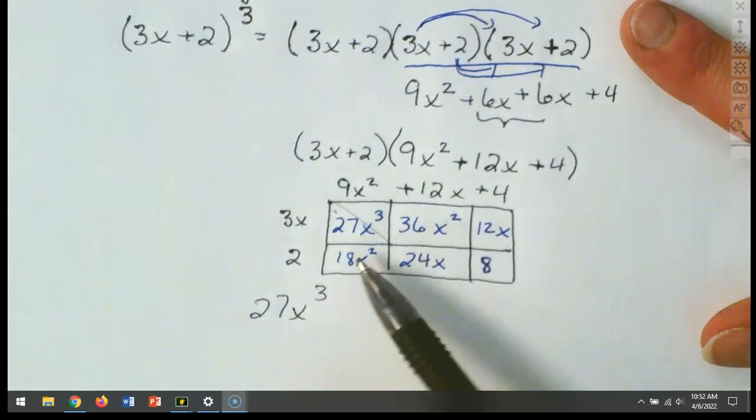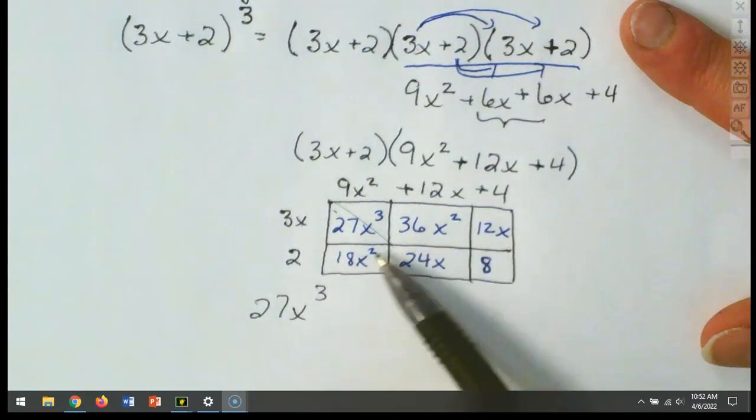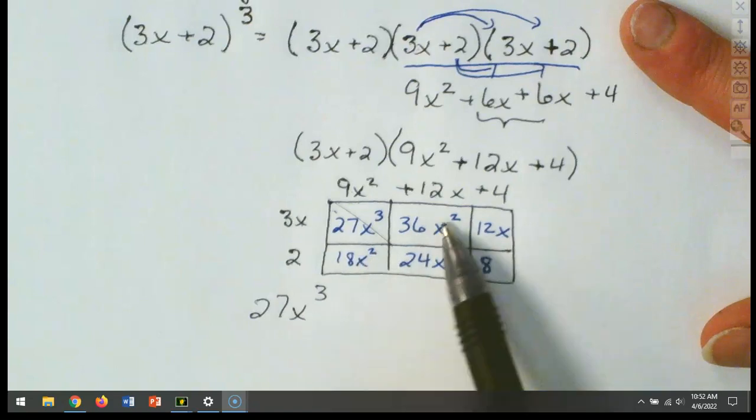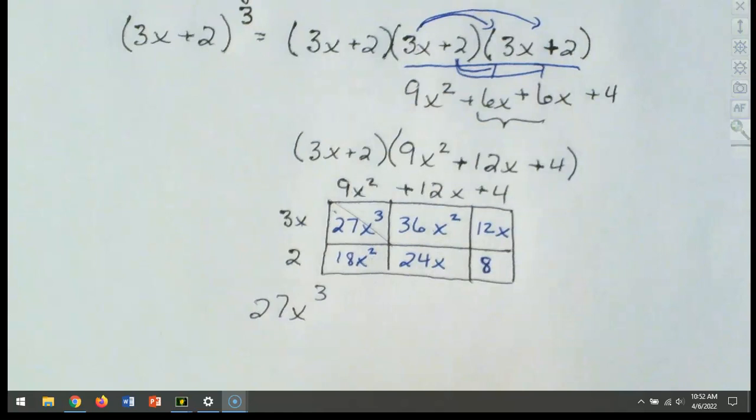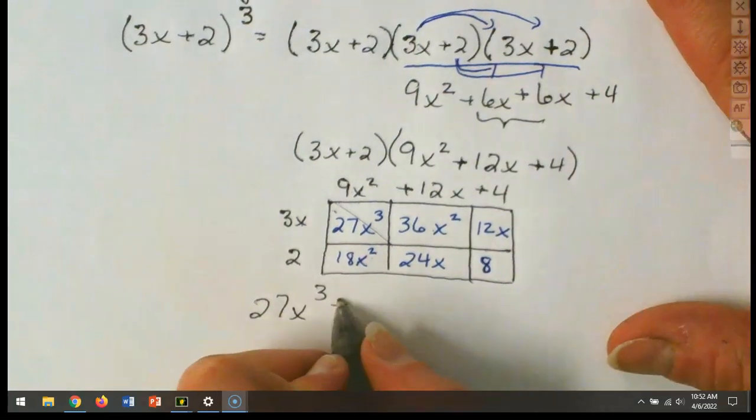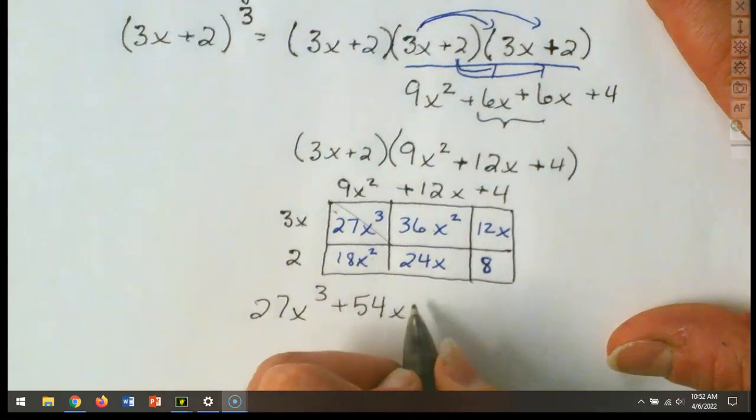Now, what do you notice on this diagonal here? As we work our way to the right and down, these can go together, can't they? Yeah. Because they're both x squared. And we just add 36 and 18. They add together. And that makes your 54x squared. Right?